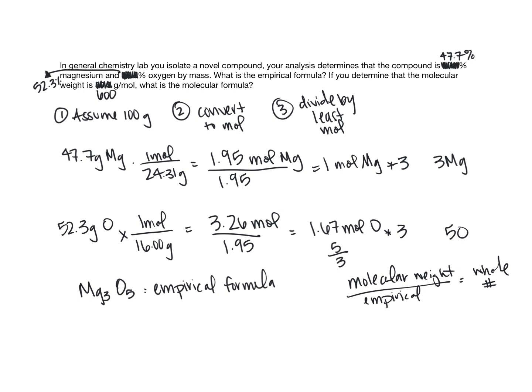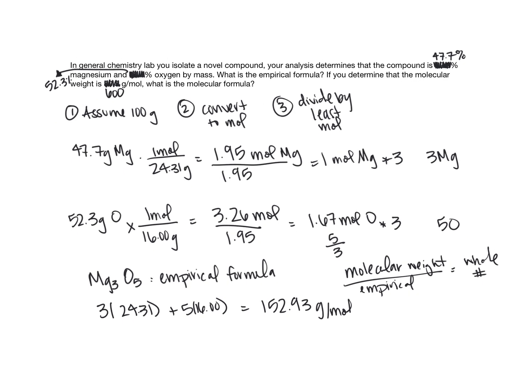So the empirical molecular weight is 3 times 24.31 plus 5 times 16.00, and that gives me 152.93 grams per mole. I'm going to spruce this up a little bit.